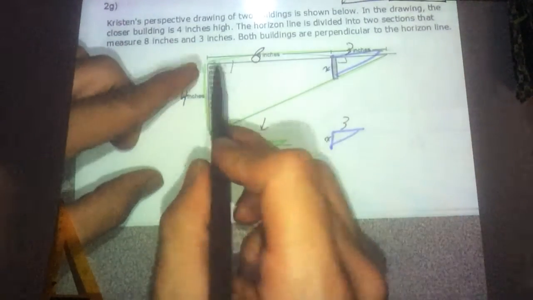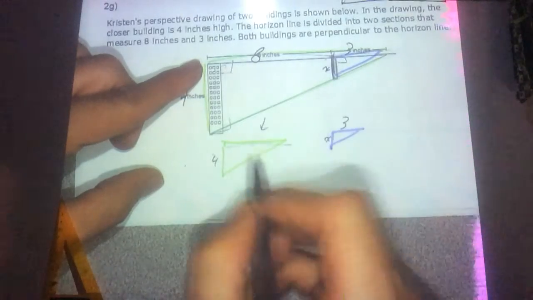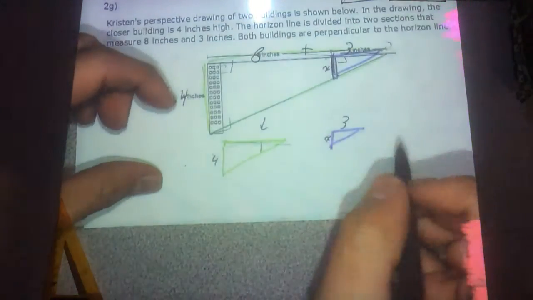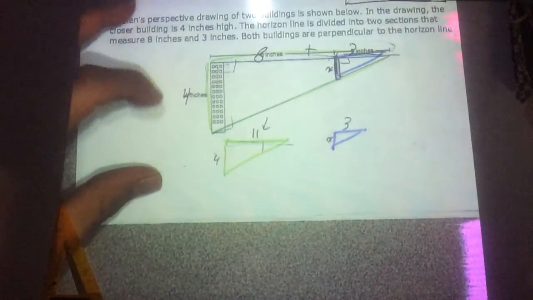This distance here is not just 8, because 8 stops right about here. This is 8, and this would be 3. So we have to add them together to get the total distance, which is going to be 11.